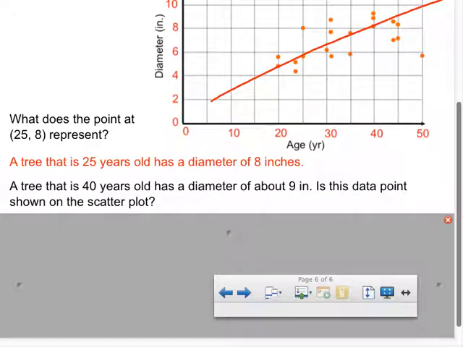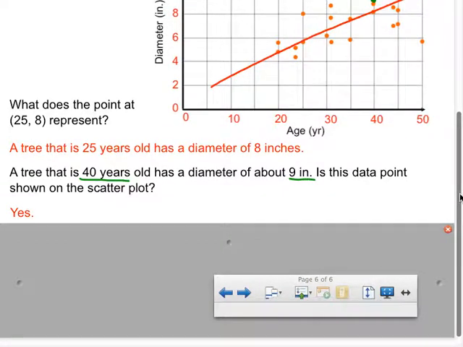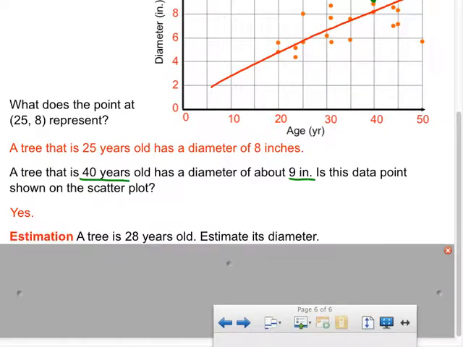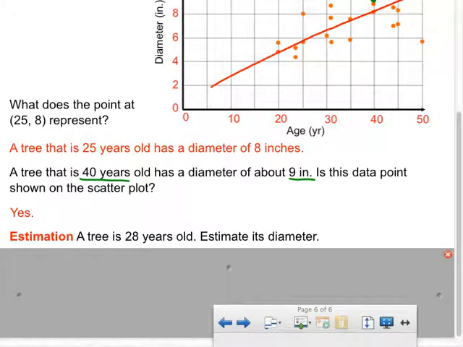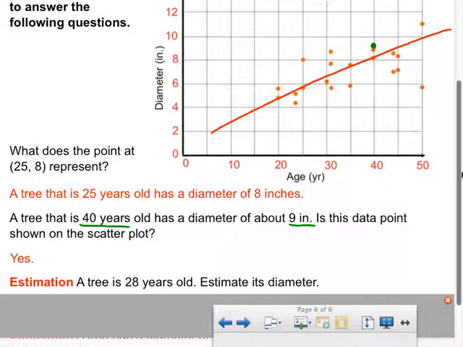Okay, now, if we took a look at this, a tree that is 40 years old has a diameter of 9 inches. Is that data point represented in this scatter plot? Yes. 40 years, 9 inches. So at 40, is that in my plot? Yes. So the answer is yes. Okay, now, this is where I start to lose a few students, but it's not difficult. I need you to estimate using the data. If a tree is 28 years old, how wide is the trunk? What's the diameter going to be?